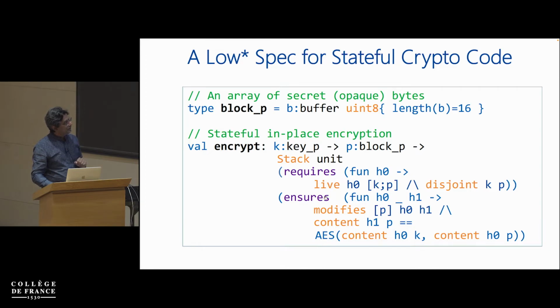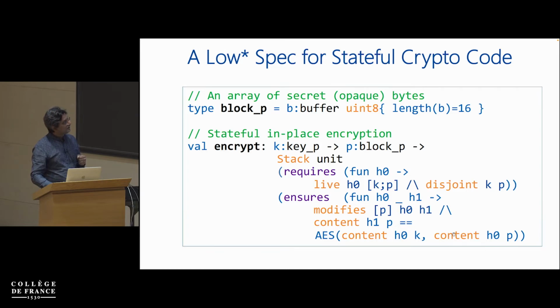Then we can ensure, and the postcondition says, that suppose the initial heap was H0 and the final heap was H1, the result is represented by the underscore here because it's just a unit. If it was not unit, you would actually have a variable for the result as well. The postcondition is that this function only modifies the pointer P, or the contents of the pointer P, between H0 and H1. And in fact, the final content in H1 inside P is equal to the AES function, the pure AES function, applied to the content of K in H0 and the content of P in H0.